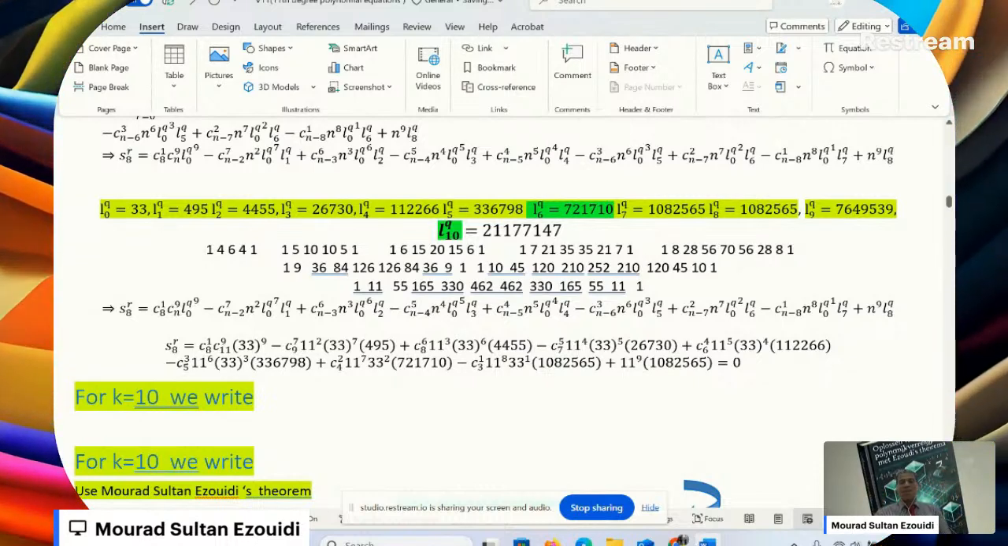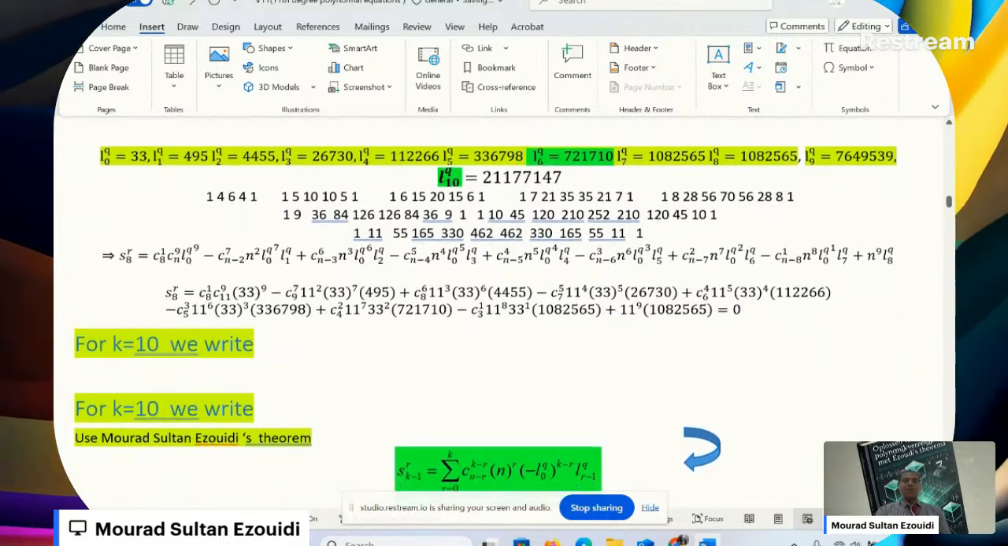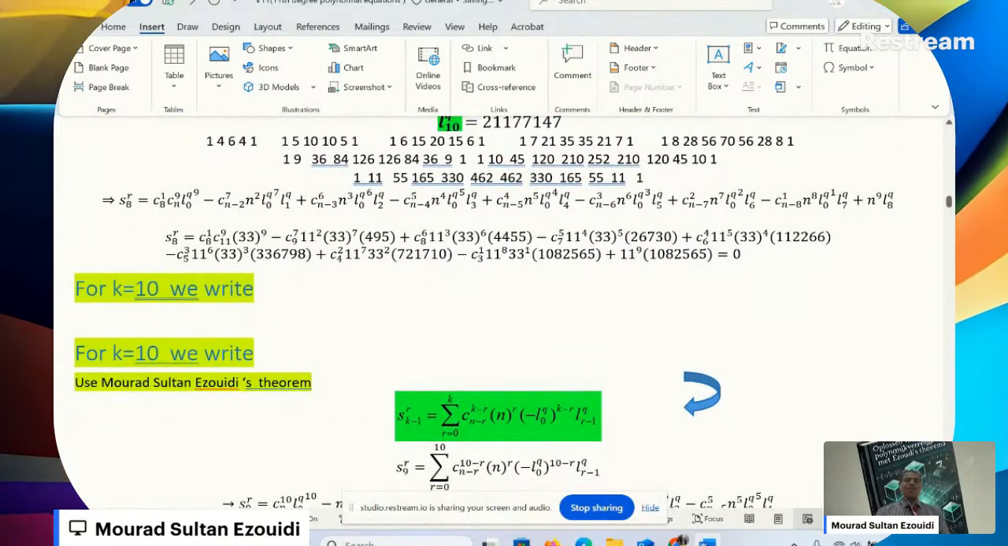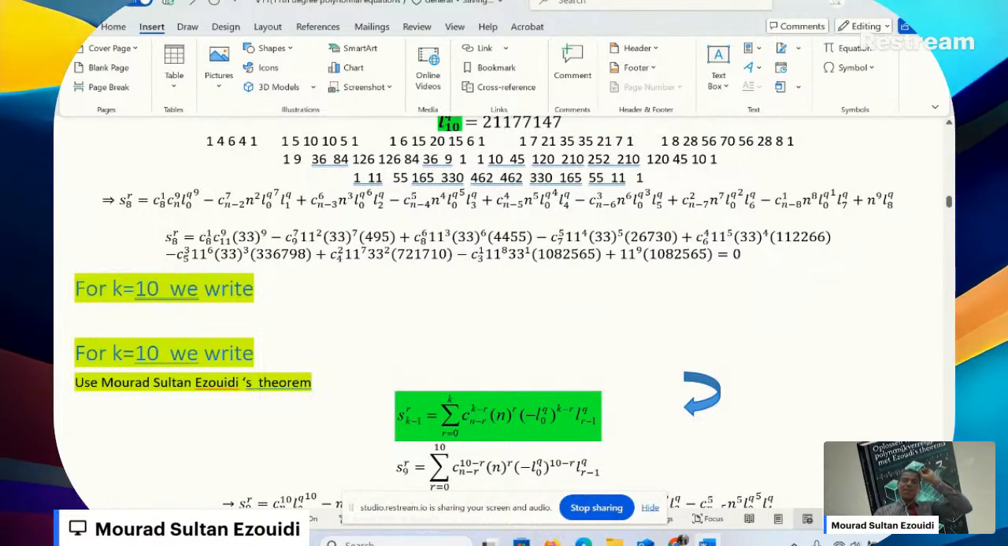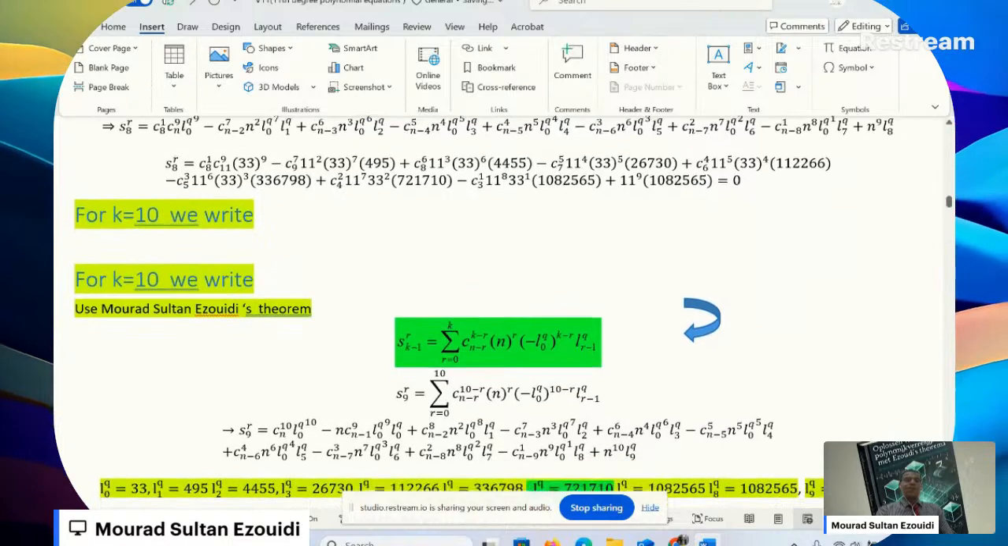Let's check S9. Mr. Mourad, Professor Mourad Sultan Ezouidi explained that S9 is going to be different to 0, not equal to 0. And S10 is going to be equal to 0. Okay, let's see, Mr. Mourad.